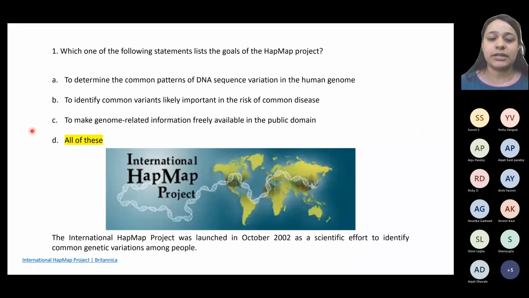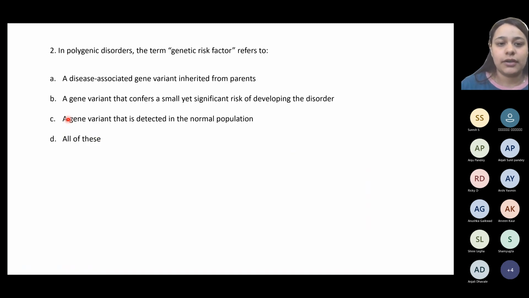And the third statement is also true. That is, just like the human genome project, after it was completed, the sequence information was made public. Similarly, this sequence was also aimed to be made public so that it could be used in both research as well as clinical domains, right? So moving on to the next question.